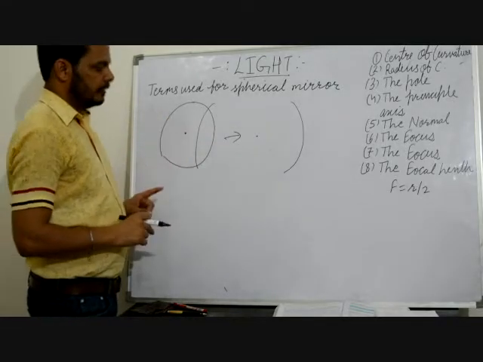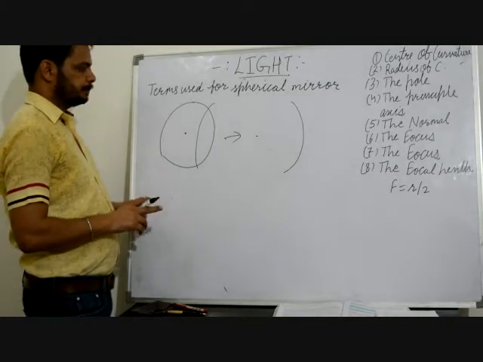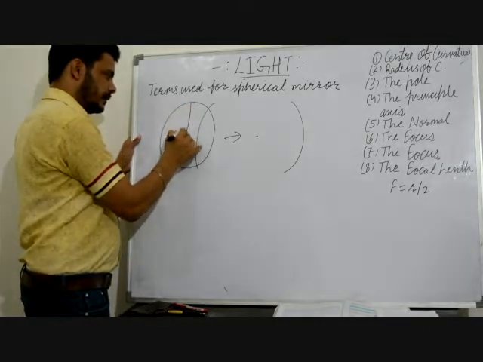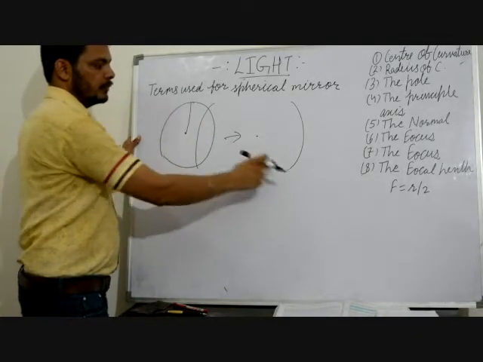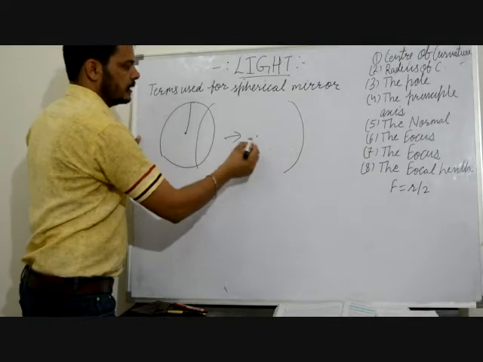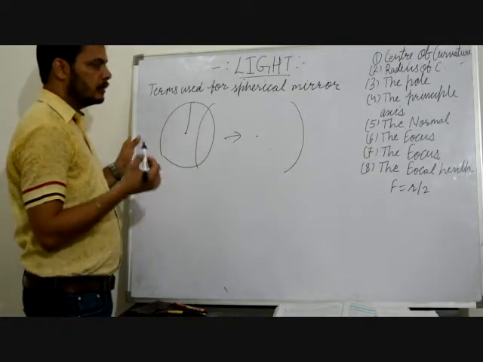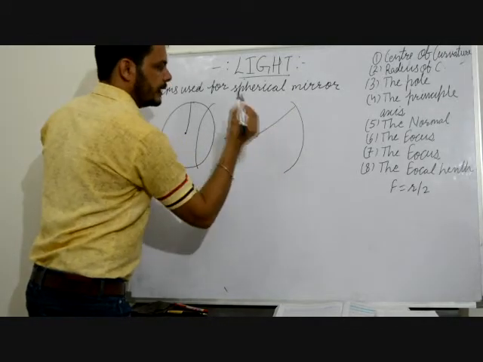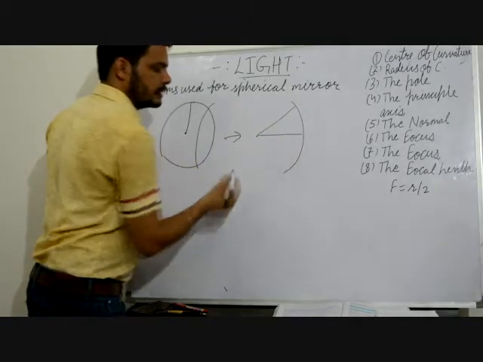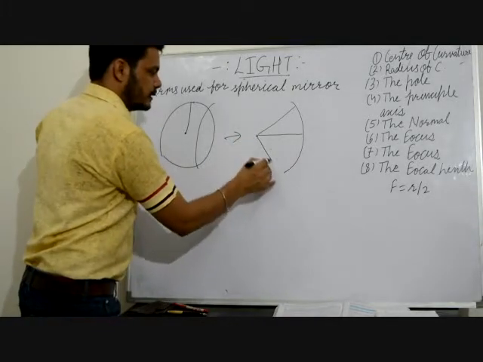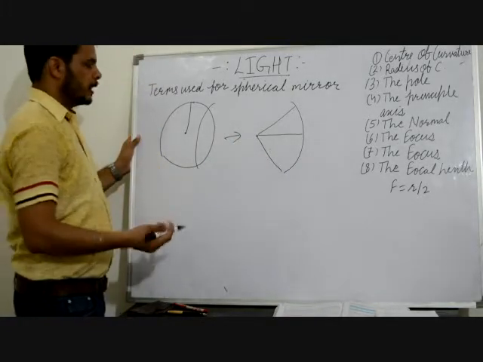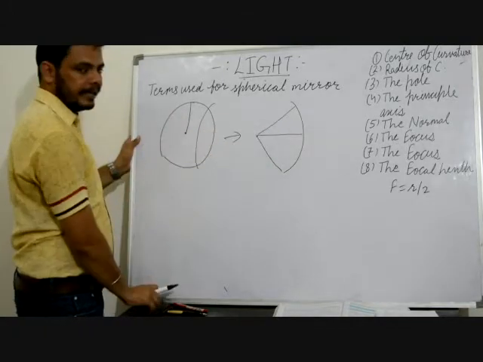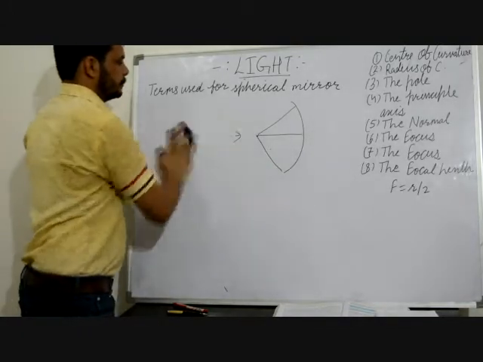Okay. So the second one is radius of curvature. The radius of the sphere from which the mirror is cut is known as the radius of curvature. All the radii here are also known as the radius of curvature.